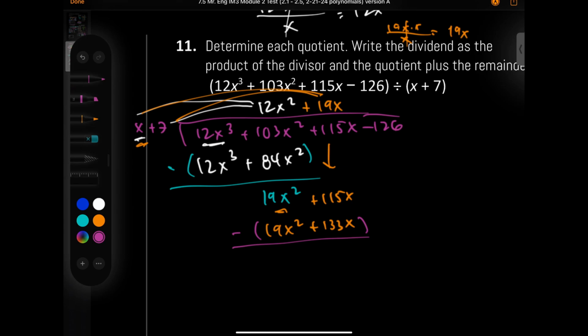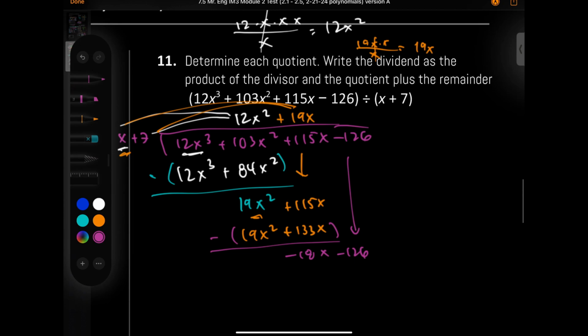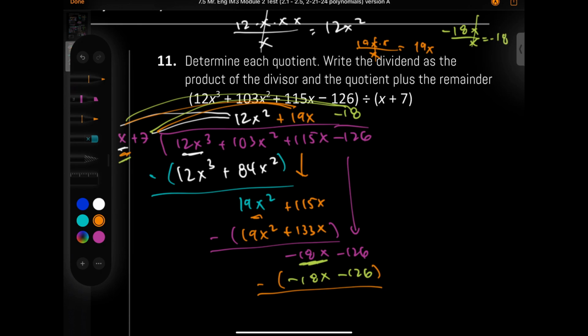19 minus 19 is 0. 115 minus 133, negative 18x. Bring that down. And then x goes into negative 18x. Negative 18. Now we distribute. Negative 18x times 7 is negative 126. So we're going to subtract these, and they'll equal 0.